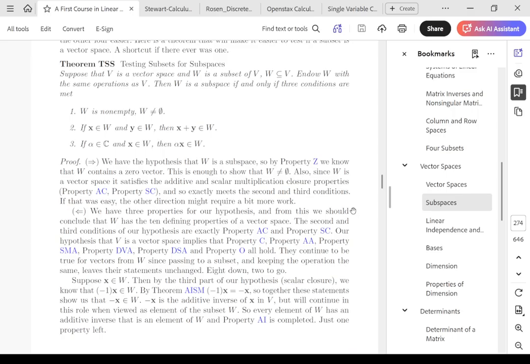One thing to realize about this is that it is an equivalence, which is what this if and only if statement means. So if one of these properties fails, then it is not a subspace. There is no need to check the other two. All three must hold for the subset to be a subspace.